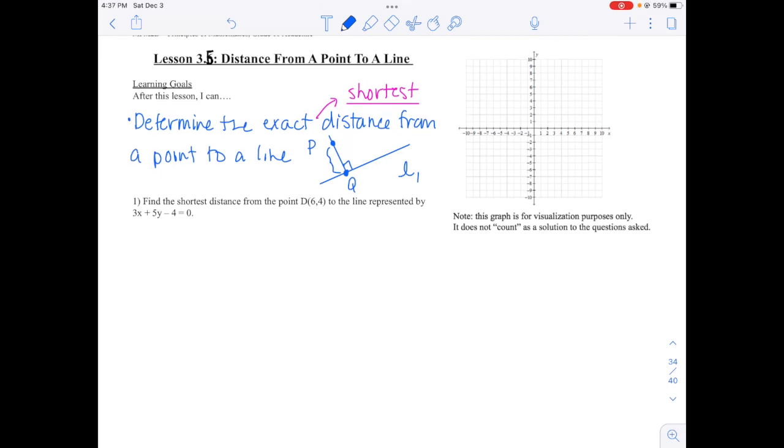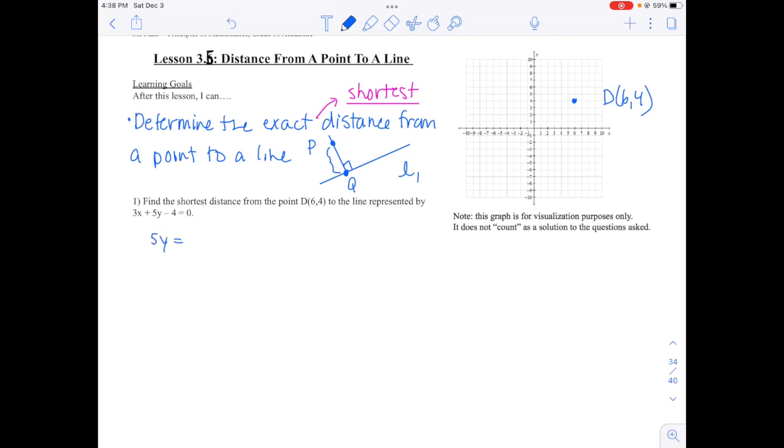So let's do this in the form of an example, or let's learn this in the form of an example. We know the graph is not the answer, we said, in analytic geometry, but we can still plot it to help us visualize what we're doing. So what I want to do is find the distance from this point D to the line 3x plus 5y minus 4 equals 0.